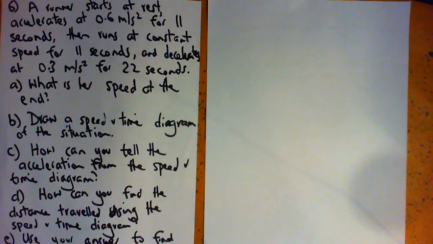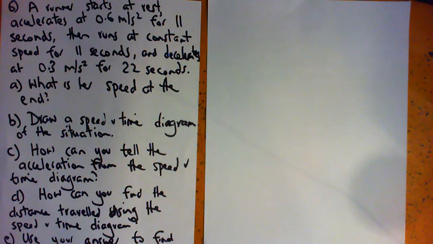Kinematics question 6. A runner starts at rest, accelerates at 0.6 meters per second squared for 11 seconds, then runs at constant speed for 11 seconds and decelerates at 0.3 meters per second squared for 22 seconds. So the whole process takes 11 plus 11 plus 22, which is 44 seconds.